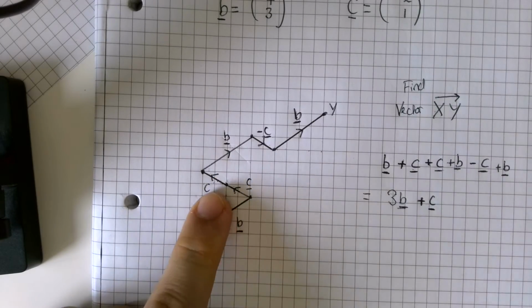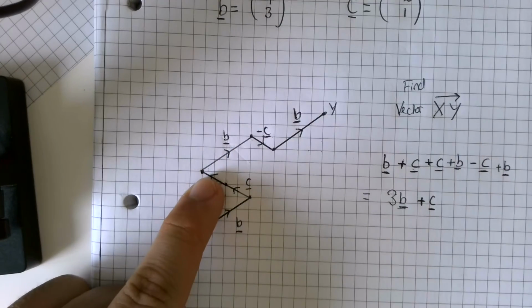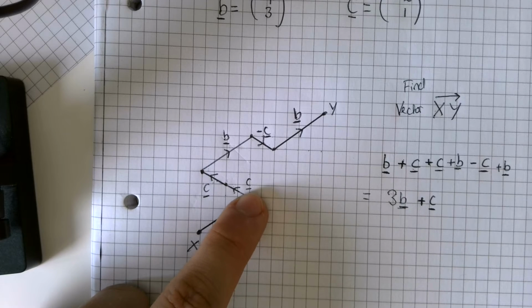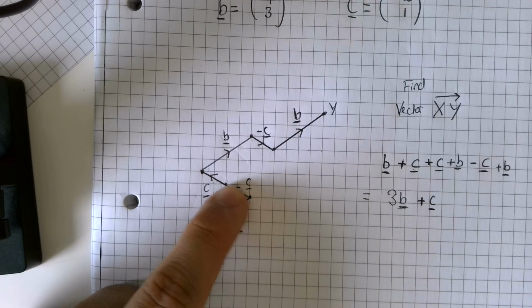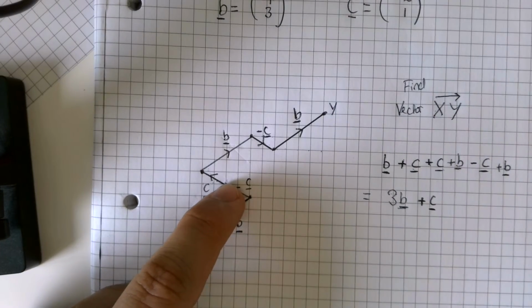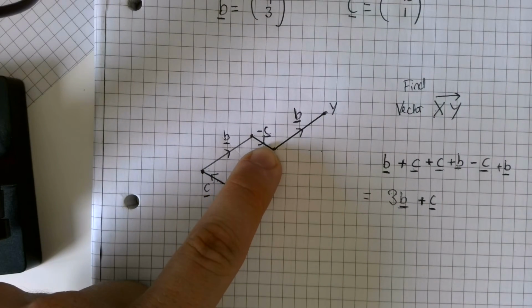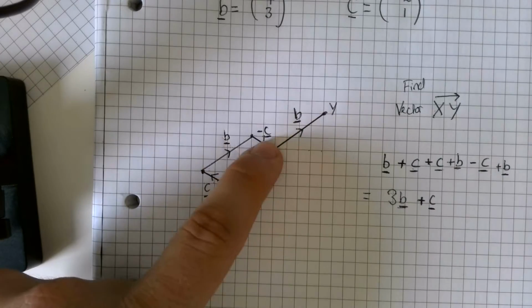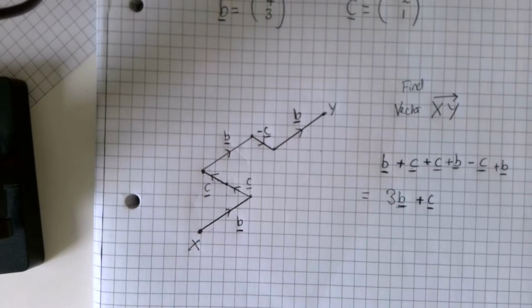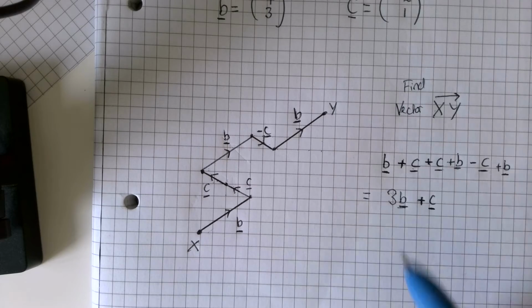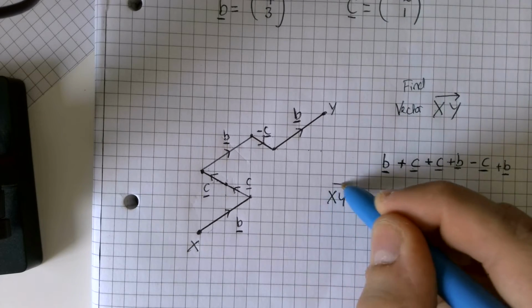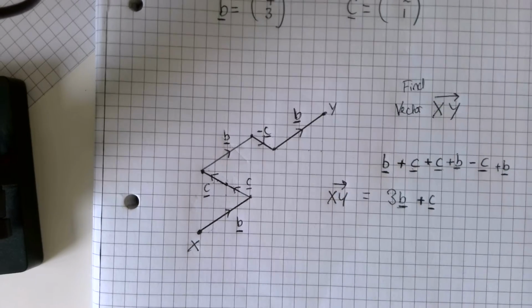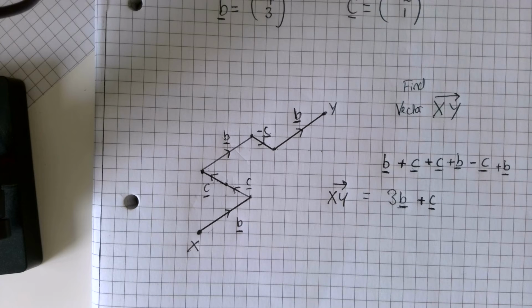And if you think about it, that does make sense. This movement here cancels out this movement here. I could have simply moved 1C from here to here and then applied vector B, and I've ended up here. I've just added in two movements here that cancel each other out. So the vector from X to Y, in terms of B and C, is 3b plus c.